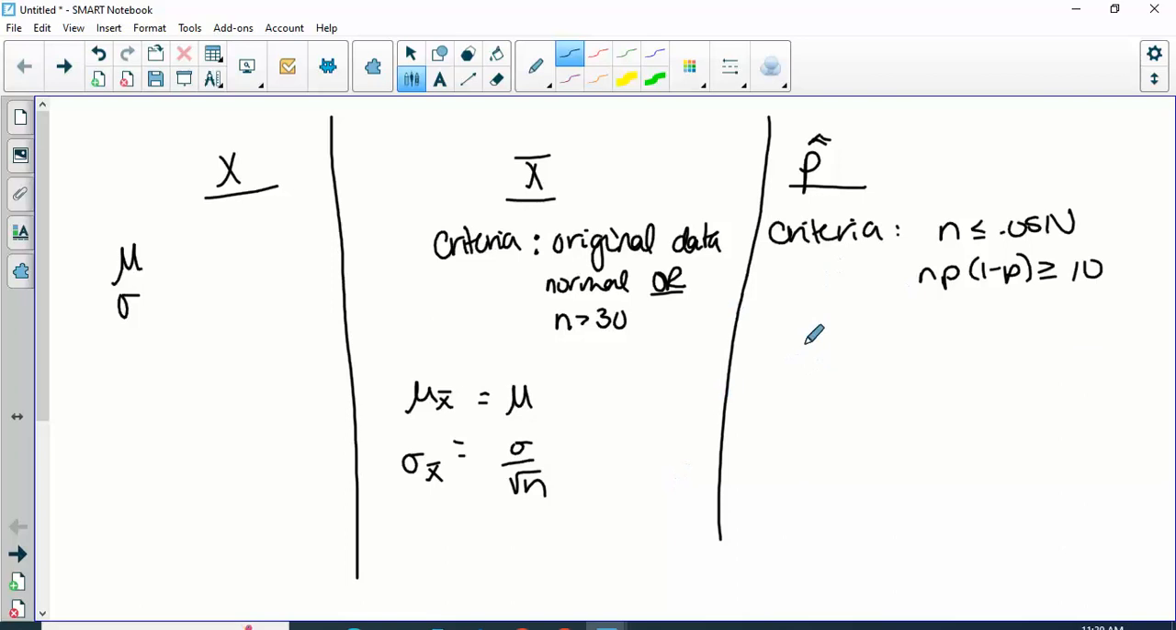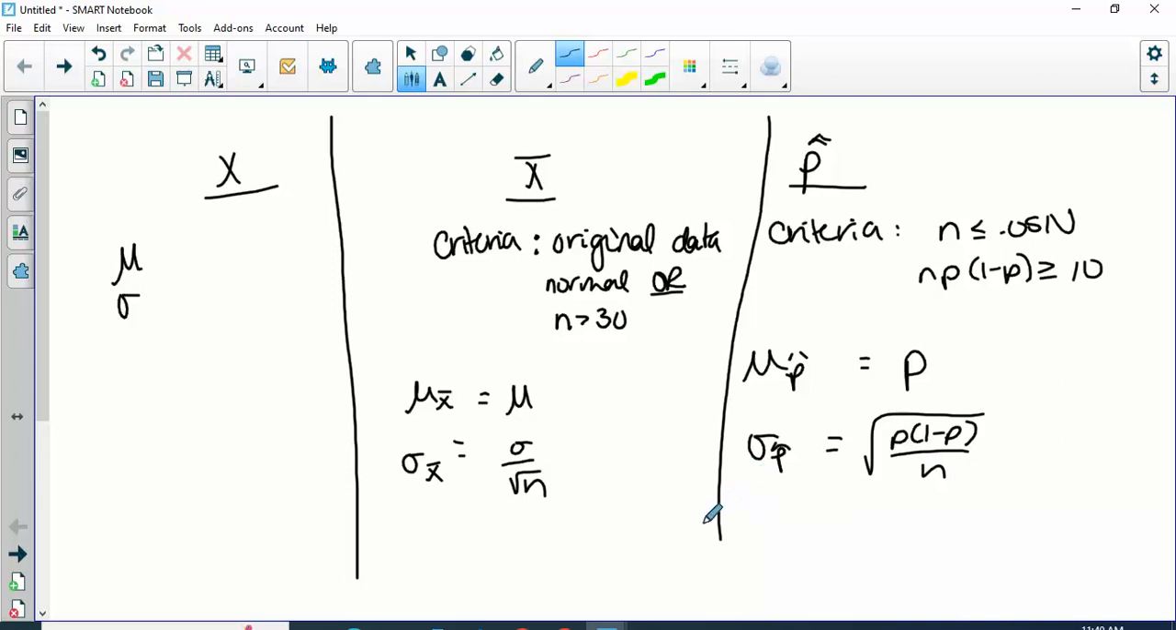If you don't write down your criteria, I'm going to assume you don't know what they are, and you're going to lose credit. If you just say the criteria are good, that's not enough. I need to know that you realize what they are. Then the mean and standard deviation for those are given on your formula sheet. So that was chapter 8, the first bullet in the second column. The mean for p hat was just p. Standard deviation is the square root of p times 1 minus p over n.